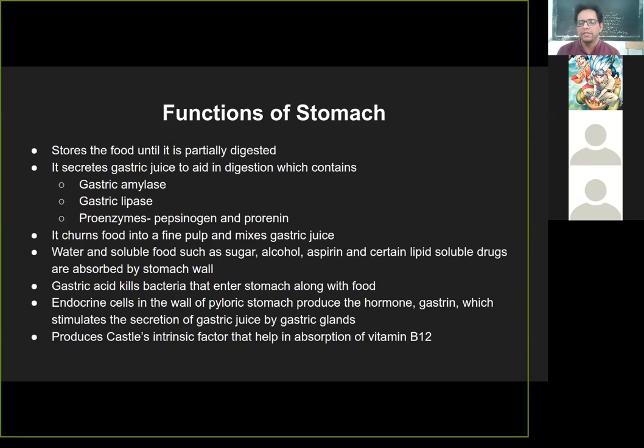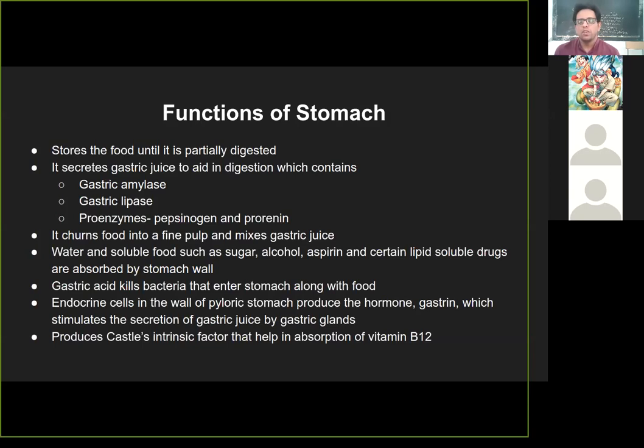The stomach layers secrete different gastric juices, including the gastric acid. And this acid is responsible for breakdown of the food into smaller particles. And that is how the partial digestion of the food happens inside the stomach.